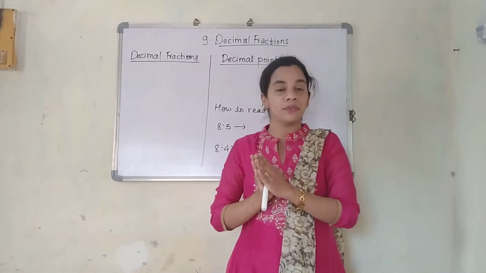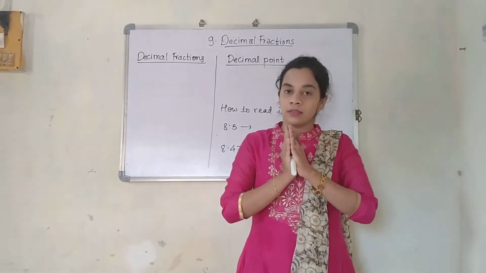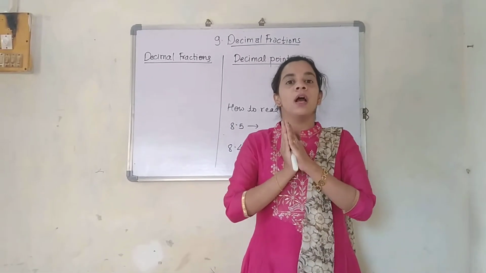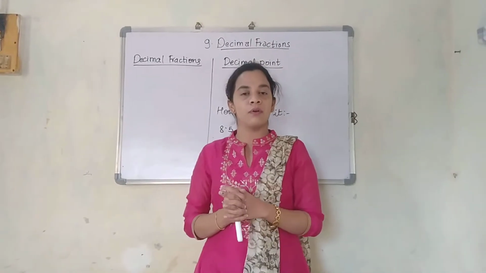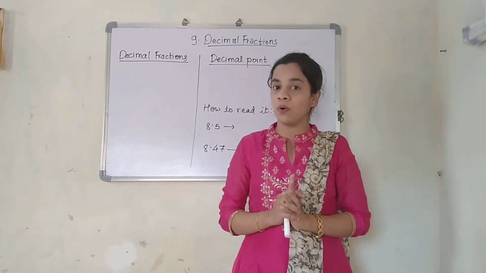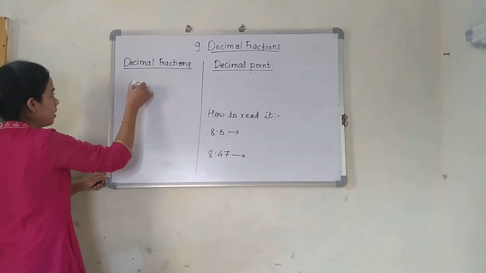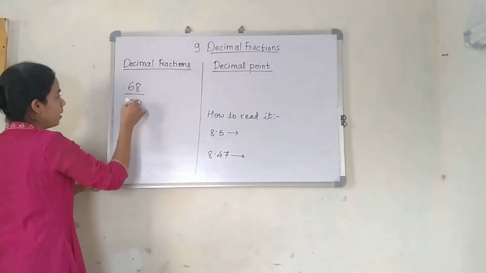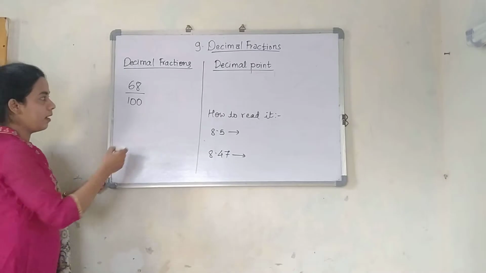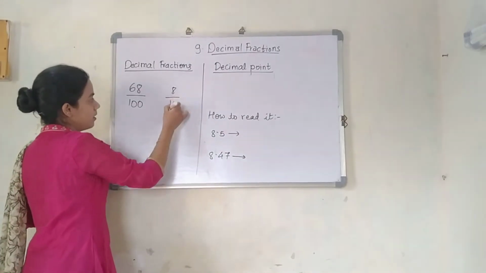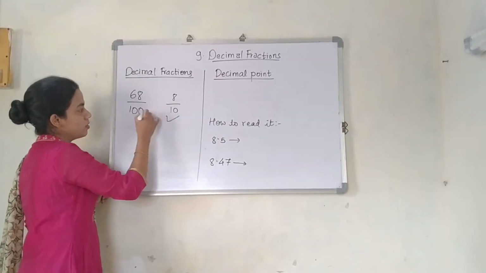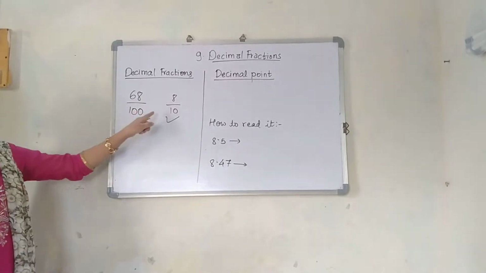Not 200, not 300, not like that. Denominator should be 10, 100, 1000, 10,000, 1 lakh and so on. So you can clearly see over here, decimal fractions are the fractions in which the denominator should be 10, 100. You can say these are the decimal fractions because here the denominators are 100 and 10.